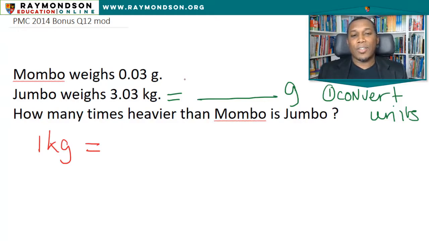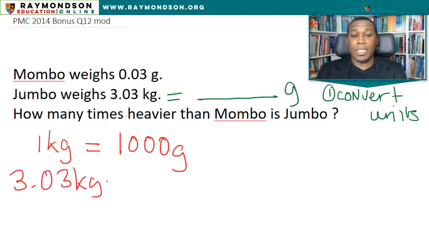Right. You gotta convert the units. The only way you can work this question out is if you have the same units. So remember, use the power of the pause if you want to continue working on it. So we want to convert the kilograms to grams. You need to remember that 1 kilogram is 1,000 grams. So if I have 3.03 kilograms, I need to multiply that by 1,000.